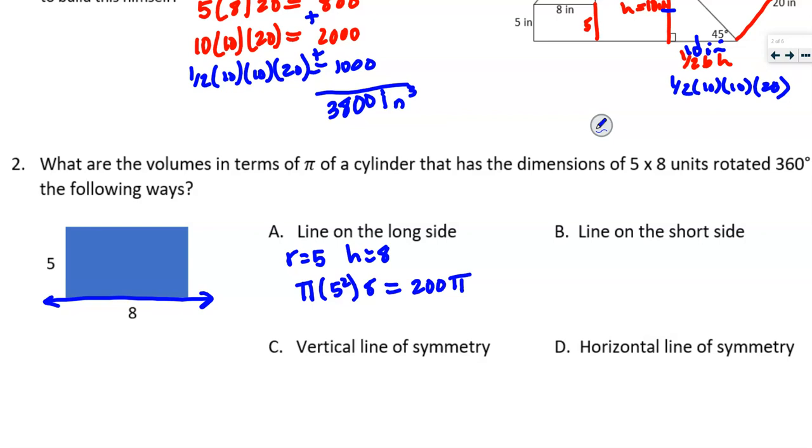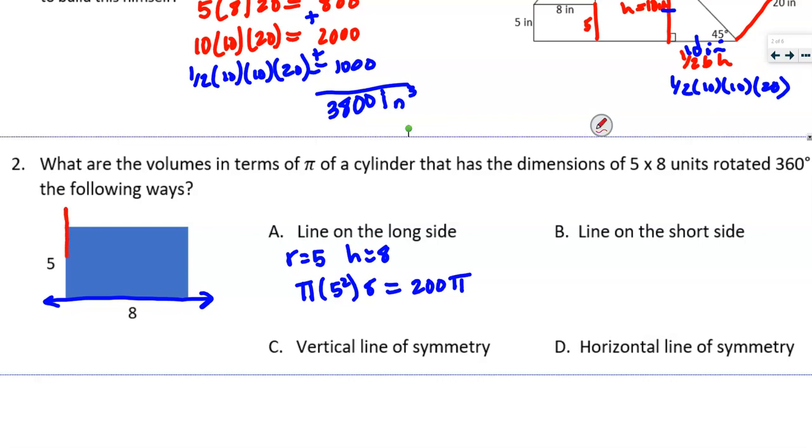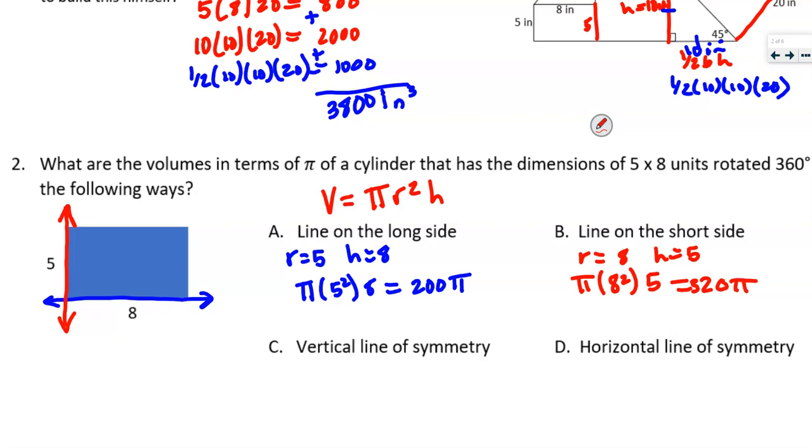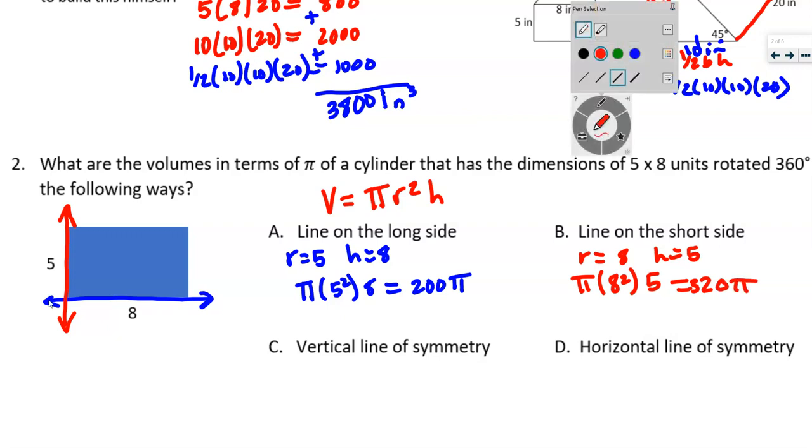Okay? So let's do another one. This one is along the short side. So if I do it here, that's what it's saying next. Okay? So this time we have a radius of 8, right? And a height of 5. Okay? So now we're going to do pi times 8 squared, because this is pi r squared h, right? Isn't that the volume of a cylinder? Okay? So we're going to multiply that times 5. So that's going to be 64 times 5, which is 320 pi.